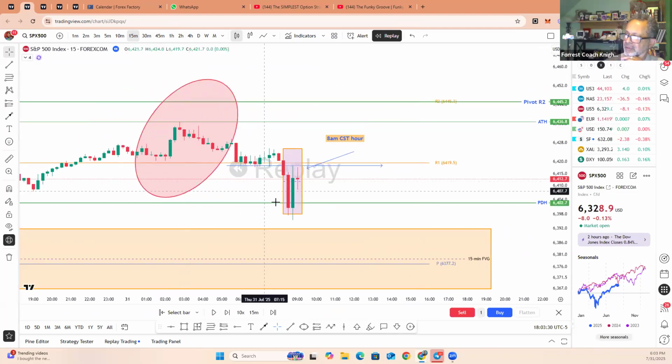The 15 minute is a little bit messy. So here's my 8 o'clock hour. This is where I'm looking at 8 o'clock. This is the 8:15. This is the 8 o'clock candle. This isn't really giving me a lot to look at, right? Looking at my 15-minute time frame.